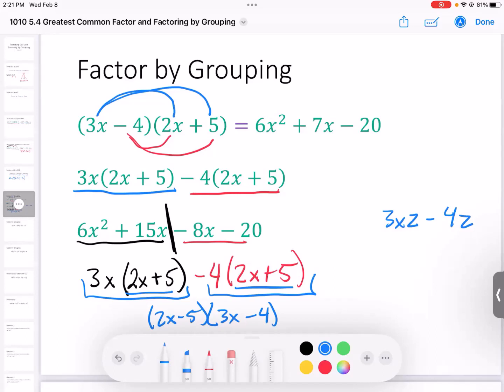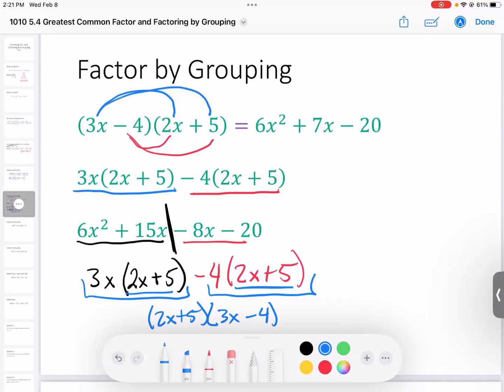Oh, so how is it, in the fully factored form, like 2x minus 5? How does the plus 5 become a minus 5? Oh, it should be plus 5. Sorry, thank you. They just magically switch. Sorry, that was my fault.